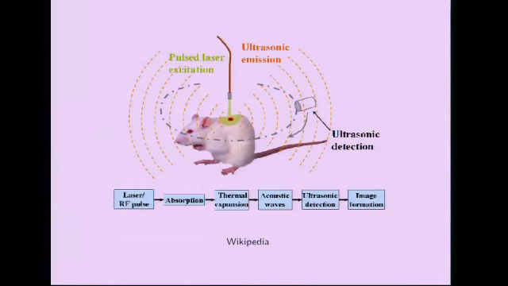Then this thermal expansion produces acoustic waves that are measured outside the body. And from that you would like to recover the optical properties of the domain, of the animal in this case. It's poor animal.